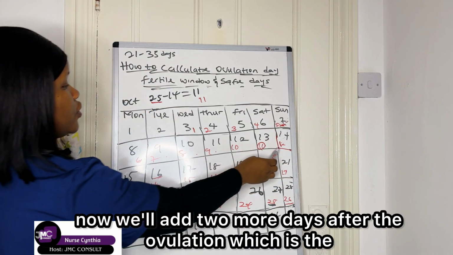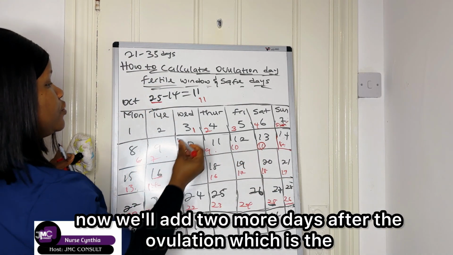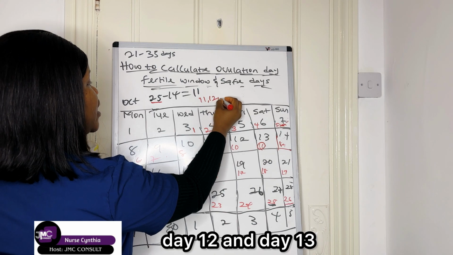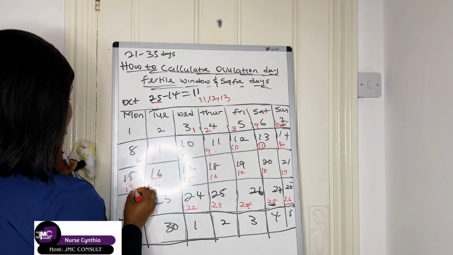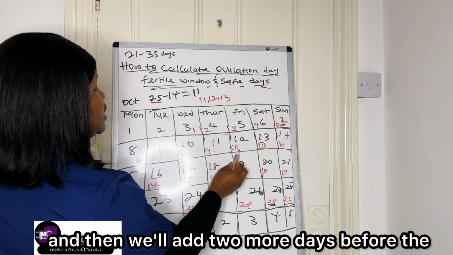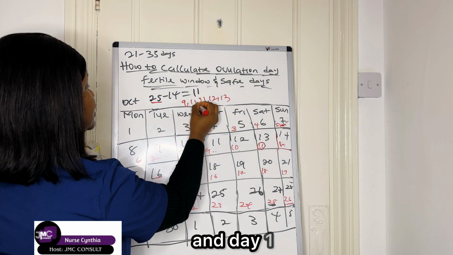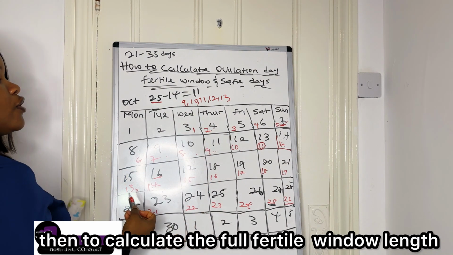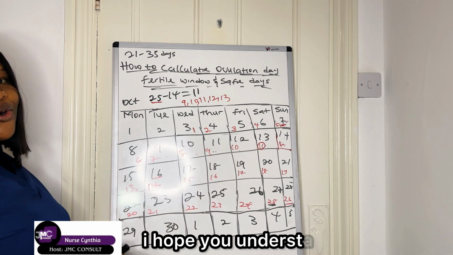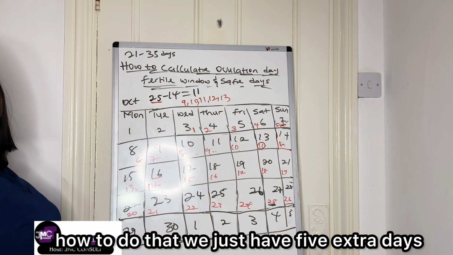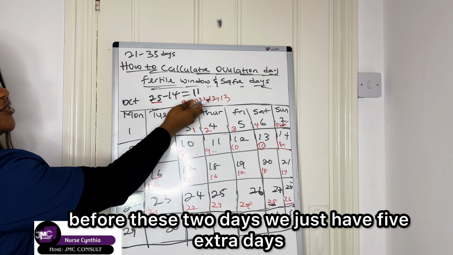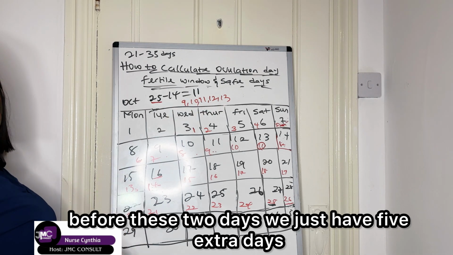Now we'll add 2 more days after the ovulation, which is day 12 and day 13. And then we'll add 2 more days before the ovulation day, which is day 9 and day 10. Then to calculate the full fertile window length, I hope you understand how to do that. We just add 5 extra days before these 2 days. We just add 5 extra days. That's it.